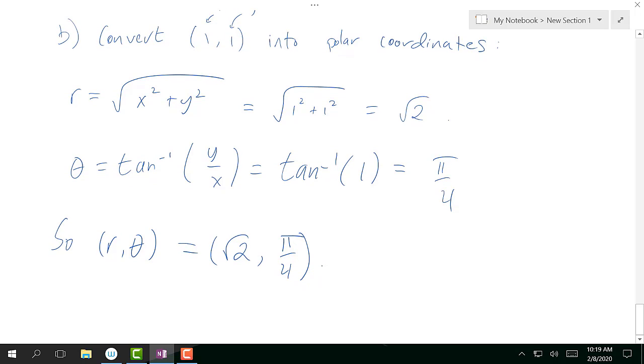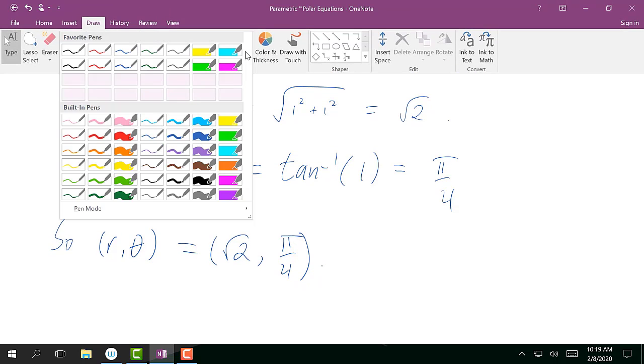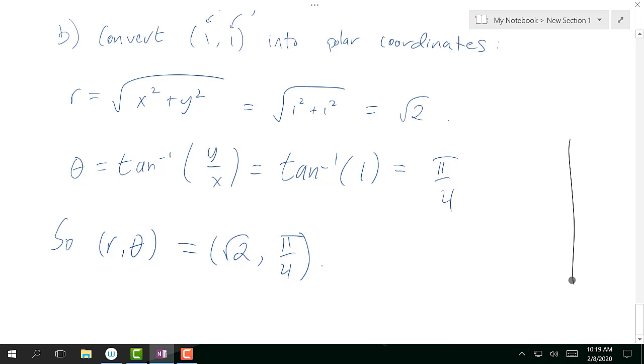So what this means is that we are on a circle of radius square root of 2, at an angle of pi over 4 from the positive x-axis. So here, my radius is equal to square root of 2.